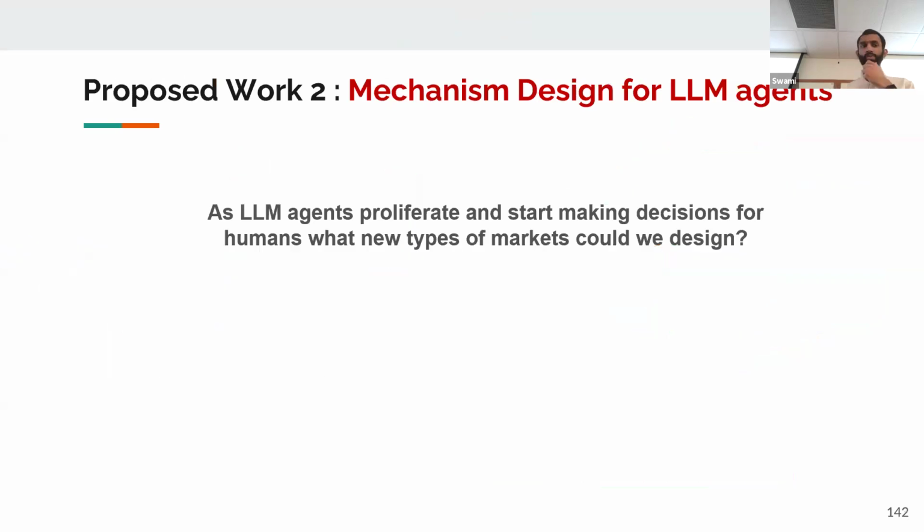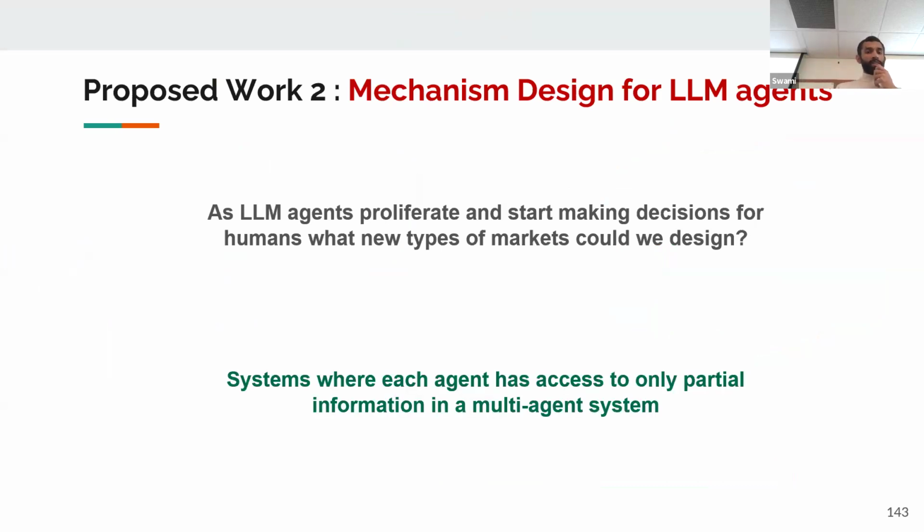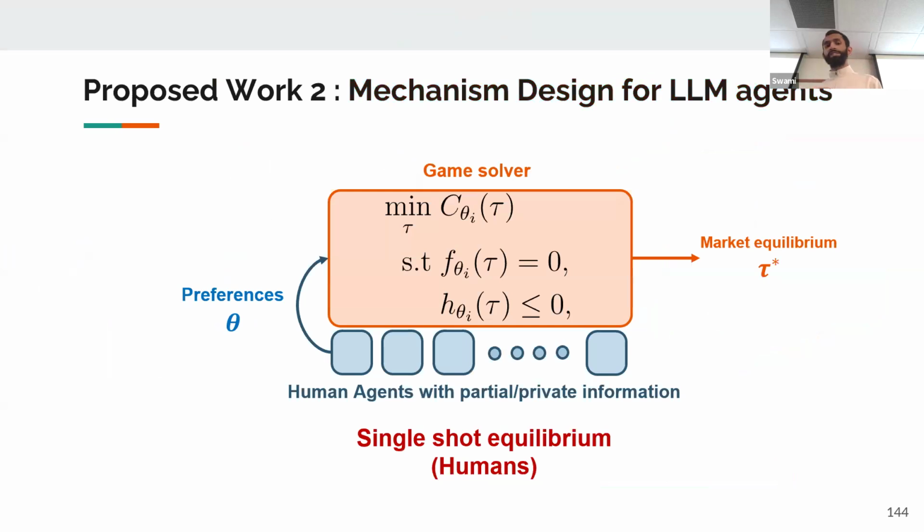And for the second piece of work, we'll have a slightly different problem, specifically mechanism design with LLM agents. The specific problem we'll be looking at here would be in the context of systems where the agents themselves have only access to partial or private information in a multi-agent system. For example, a system like this, where you might have a population of humans with private or partial information about the system, exposing their preferences to the system, where the system then reaches an equilibrium given those preferences.